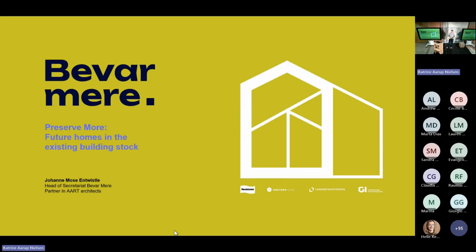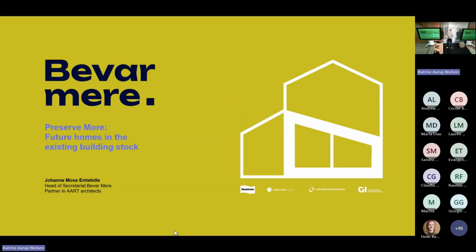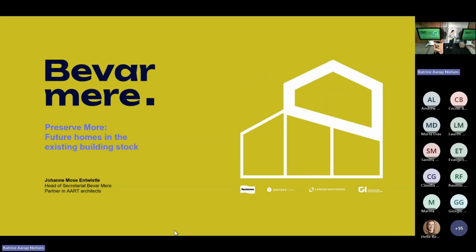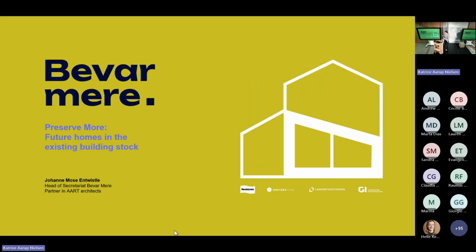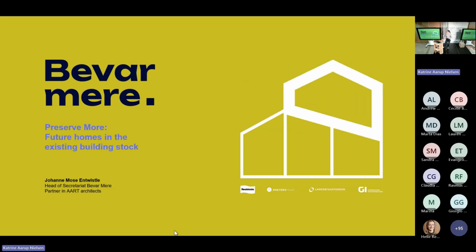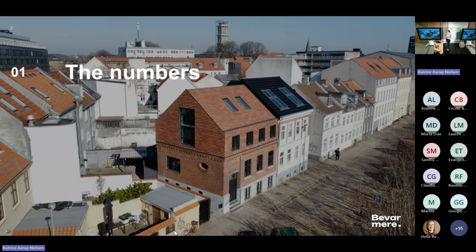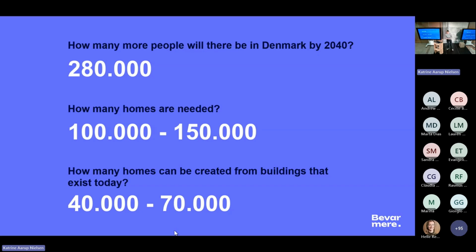But just to make it very clear, we're only focusing on transformation into future homes. So it's not transformation in general, it's only transformation of the existing building stock into future homes. So Bevar Mere was initiated to address several different potentials. We had some initial analysis made that showed us that we're looking into a population growth in Denmark of around 280,000 people plus by 2040. And that population growth will create a need for around 100,000 to 150,000 new homes.